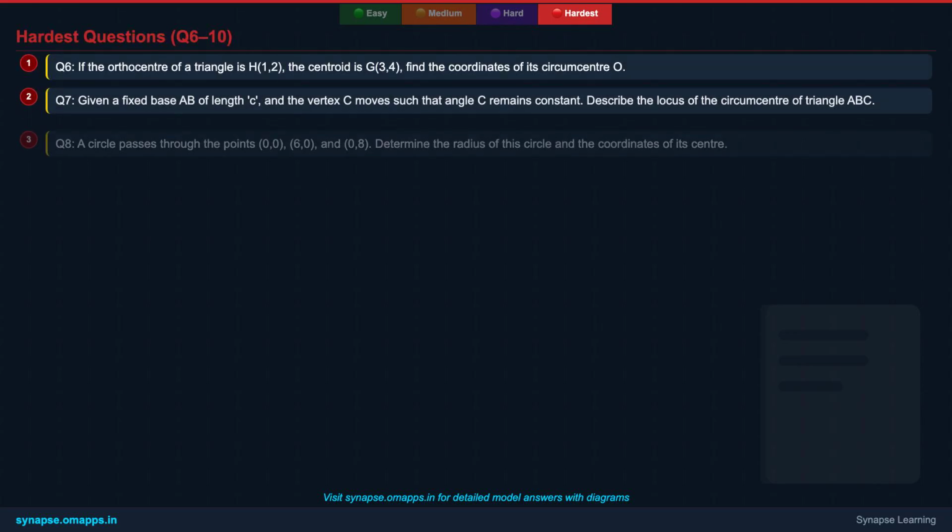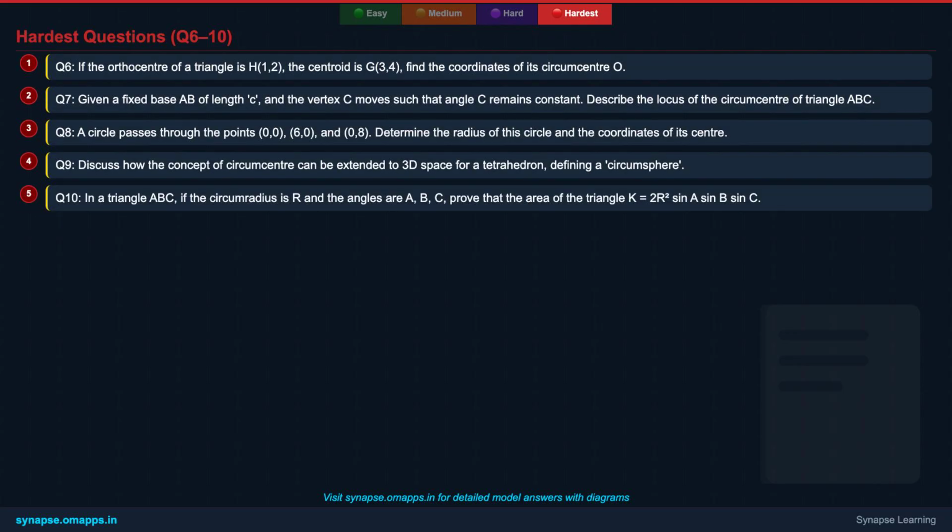And here are the next 5 questions to truly test your mastery of circumcenter and circumradius. Q6. If the orthocenter of a triangle is H(1,2) and the centroid is G(3,4), find the coordinates of its circumcenter O.